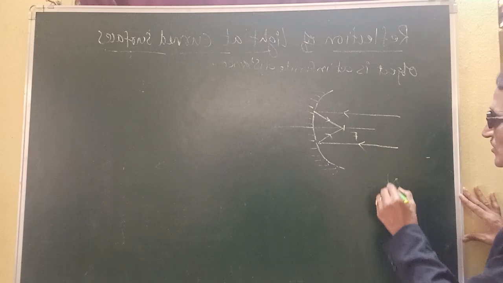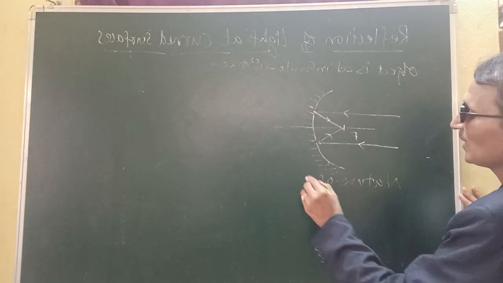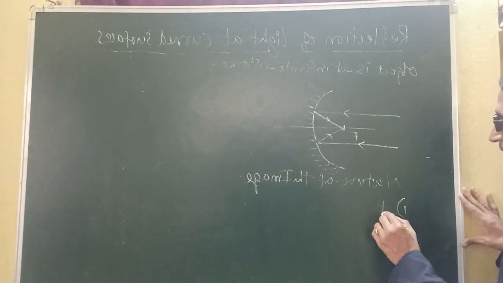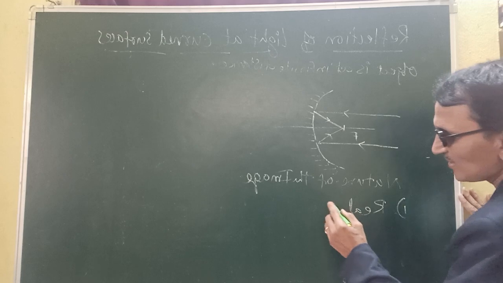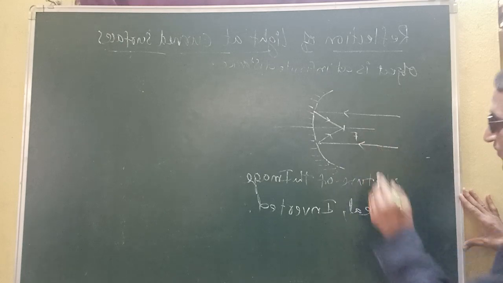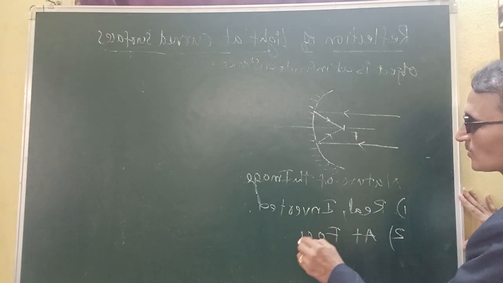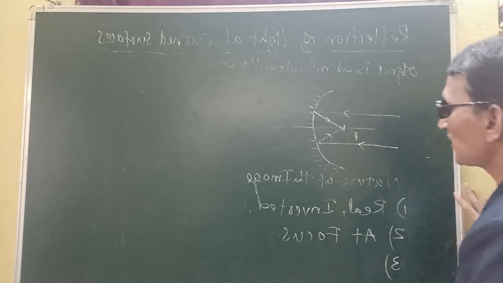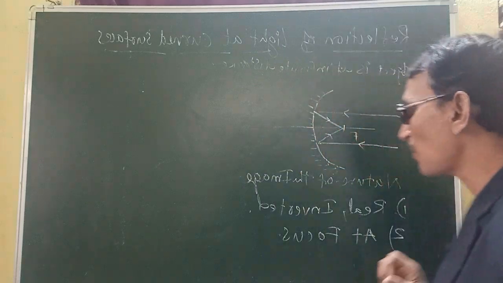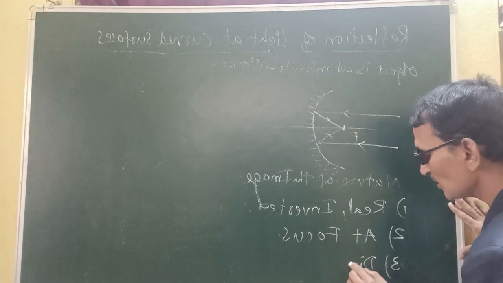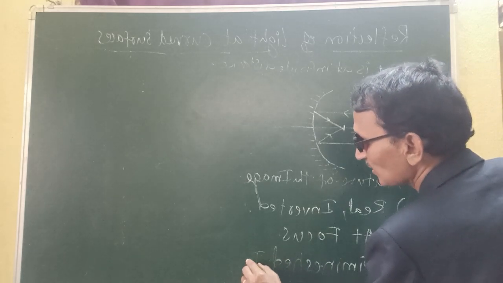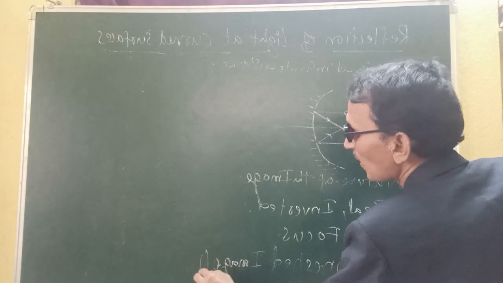What is the nature of the image? Here, what type of image is formed? Real image. Real images are always inverted. Now where is the image? The image is formed at focus. It is a real inverted image formed at focus, and it is of diminished size, point size. Diminished means point size image.